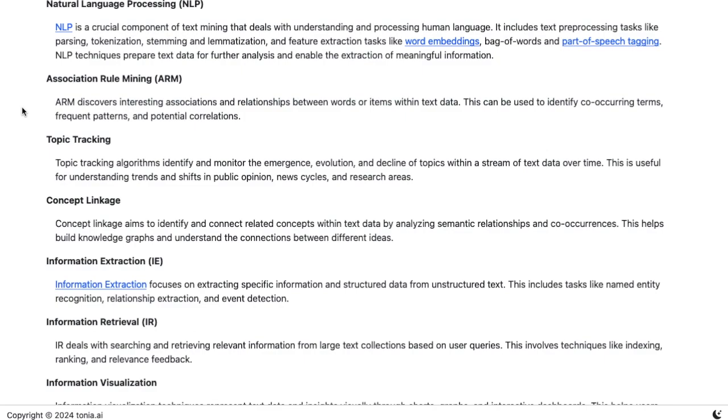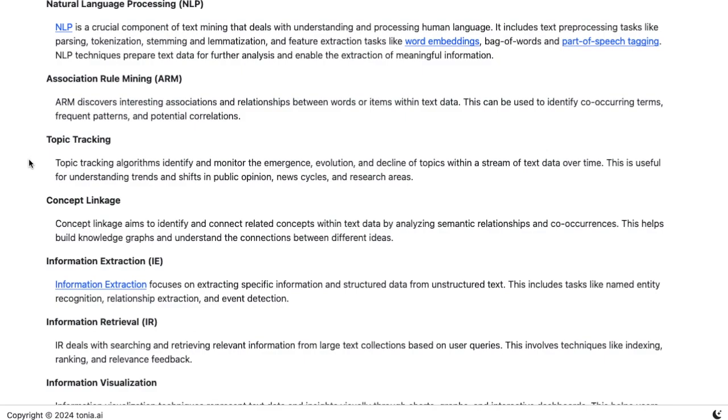Other techniques include association rule mining, or ARM, which discovers interesting associations and relationships between words or items within textual data. And these can be used to identify co-occurring terms, frequent patterns, or potential correlations within the data.